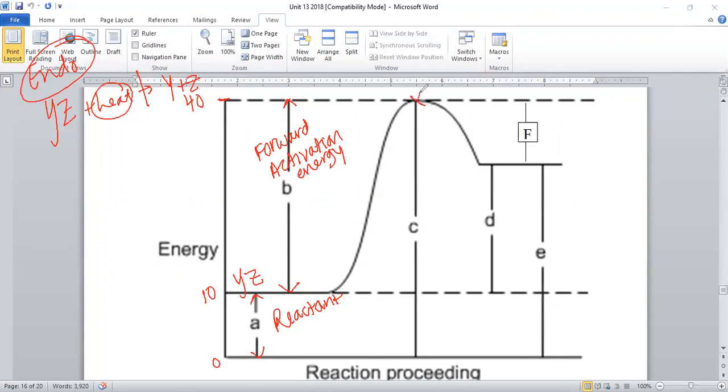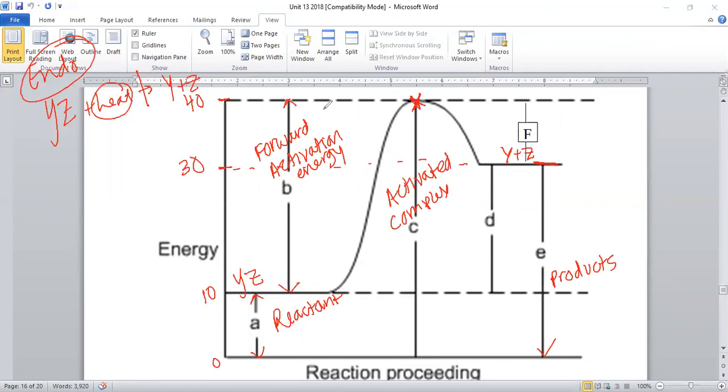All right, so now I'm at the top here. This is where my bonds start to break. This is called your activated complex. And then after the bonds completely break and I get Y and Z, letter E represents your products. So the one that represents the products is always your final line all the way down to 0. So let's mark that. What should we call that? Let's say that's 30 again.